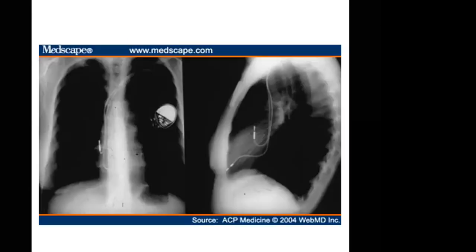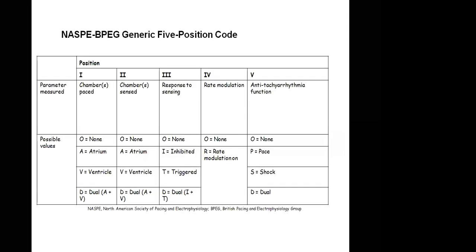For bipolar, both the cathode and the anode are on the lead. The anode is just proximal to the cathode for a bipolar pacemaker. Okay? We've all seen different X-rays of pacemakers. So let's go to the mode, classification of the mode.